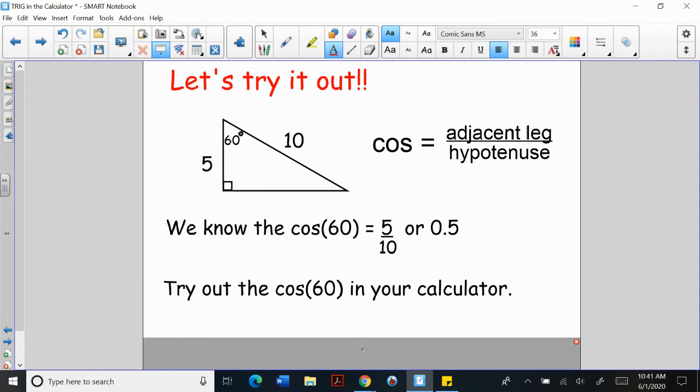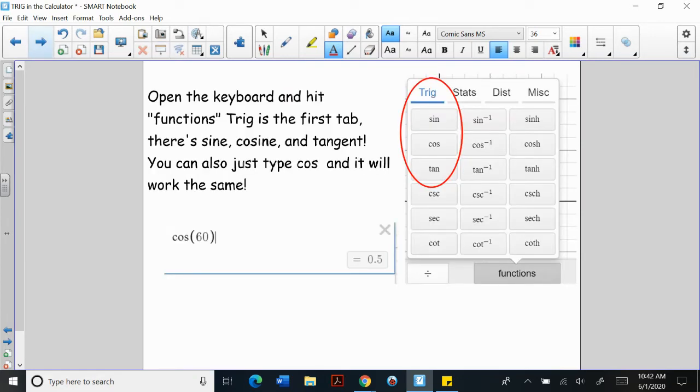If you don't have the TI calculator, you should be checking it out in Desmos too. Just make sure that your degree mode is working for you. Here's what we're going to do in Desmos, okay? We've got these trig functions, sine, cosine, and tangent. You can find them by opening the keyboard, hitting that functions button, and then it's going to automatically be on that first tab called trig. So if you need to do sine, cosine, or tangent, you can select them there.